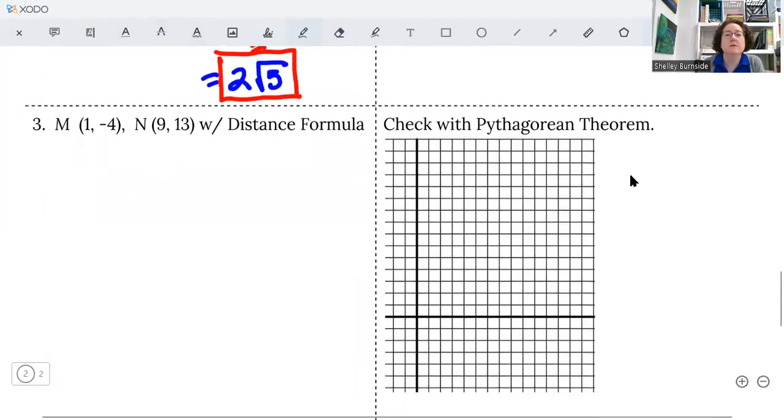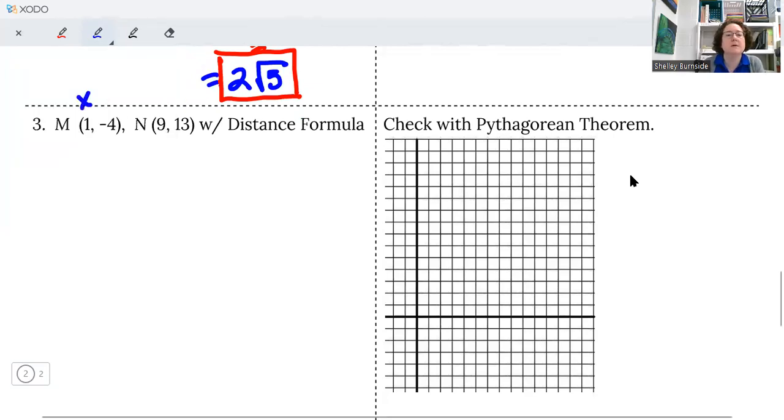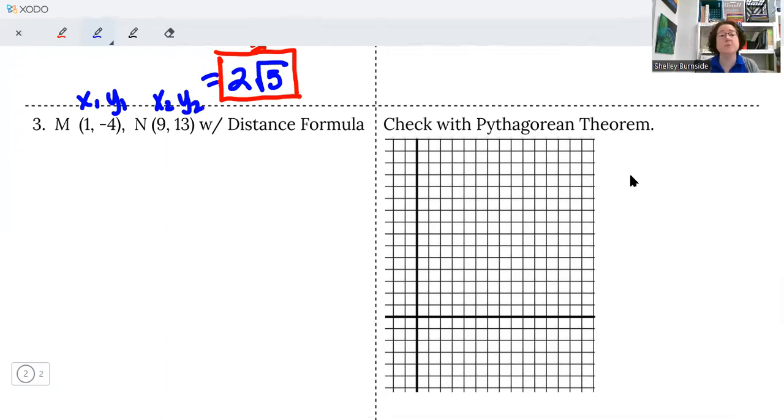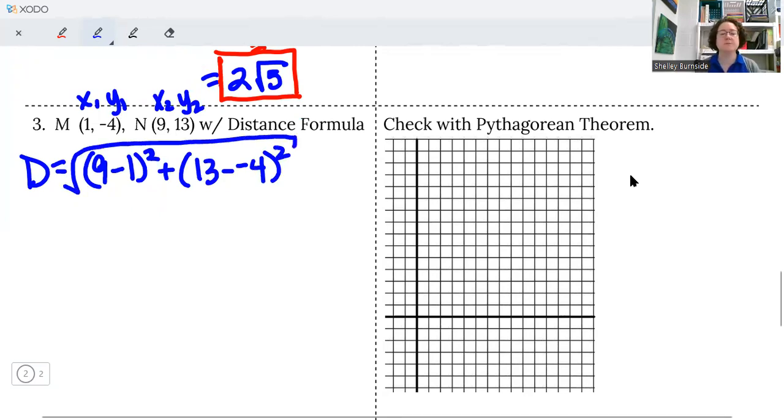So again, I think I'm on blue ink. Okay, so x1, y1, x2, y2. Notice the x's are always coming at the front of your coordinates. Be careful. If you have a tendency to flip these around by accident, take this step and label which ones are which. Okay, our distance is x2 is 9 minus x1 is 1 squared, plus y2 is 13 minus negative 4, all squared, and all under the square root.